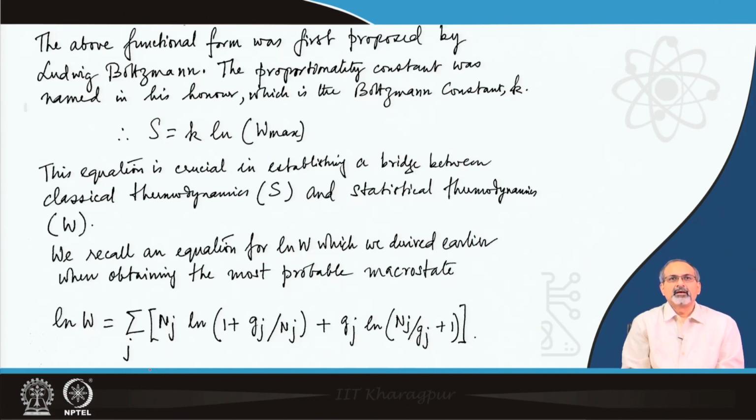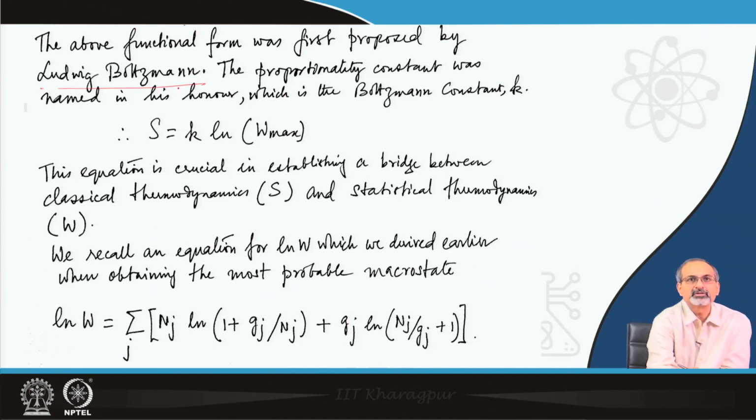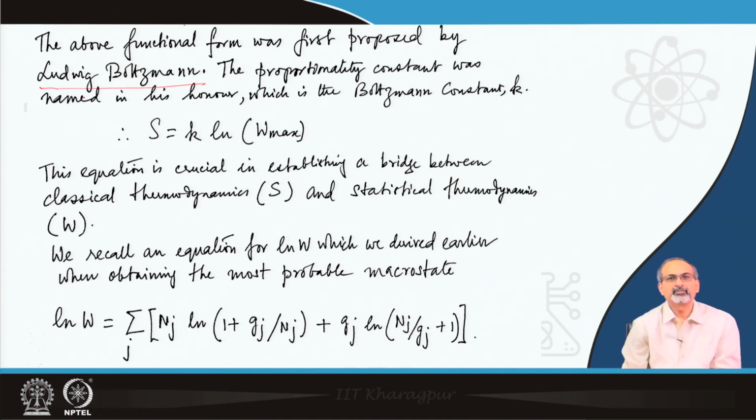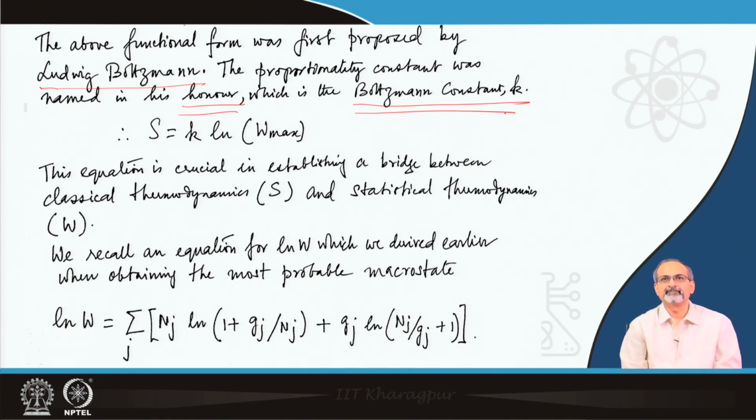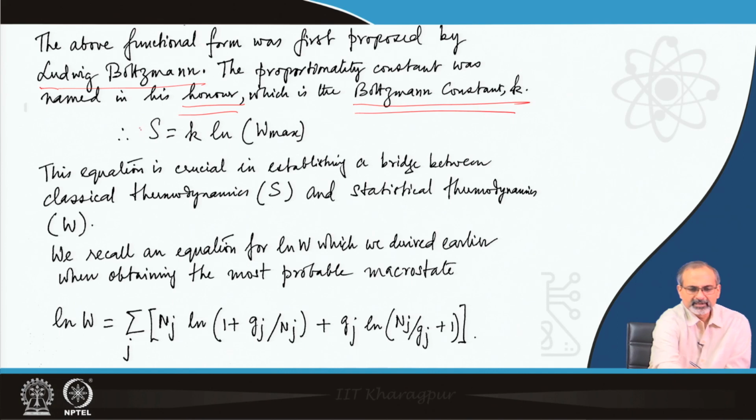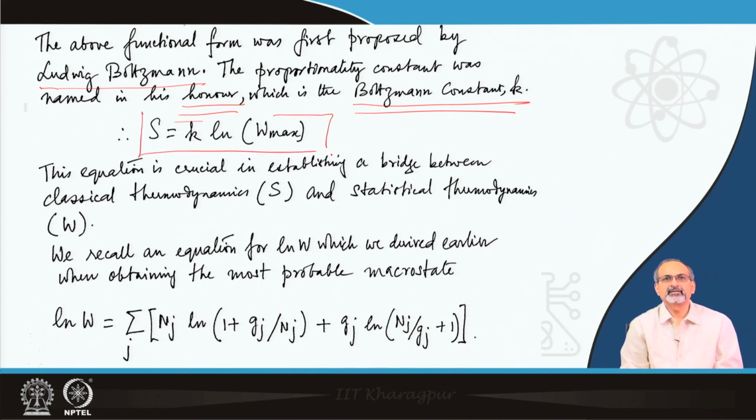Now, this functional form was first proposed and conceived by Ludwig Boltzmann, and therefore, the proportionality constant, which we have named as K 1 earlier in the previous slide, was named in his honor, and that is what is the Boltzmann constant, small k. Now, this is a path breaking equation in the sense that it is a crucial connection between classical thermodynamics, where we talk about entropy, and statistical thermodynamics, where we talk about microstates.